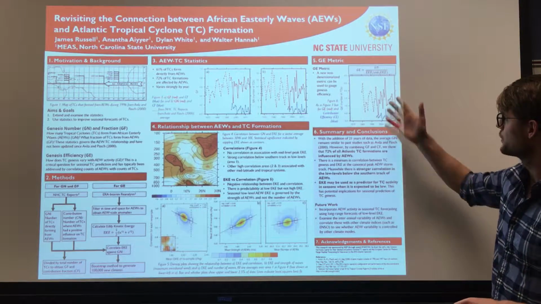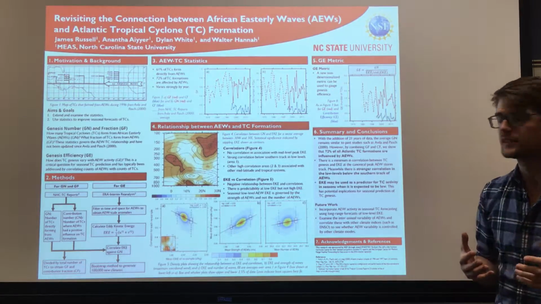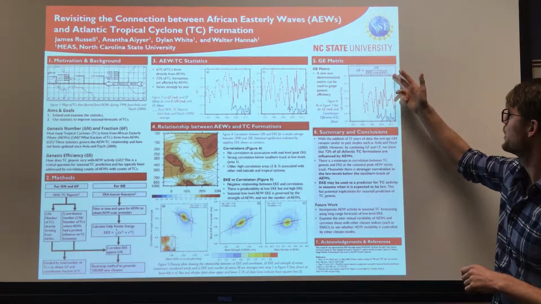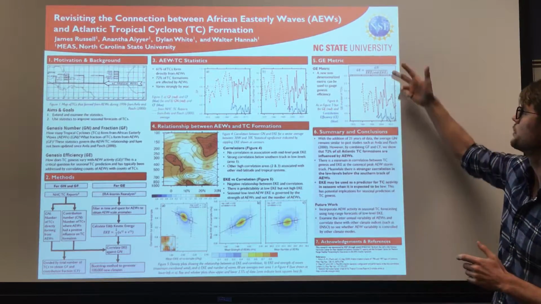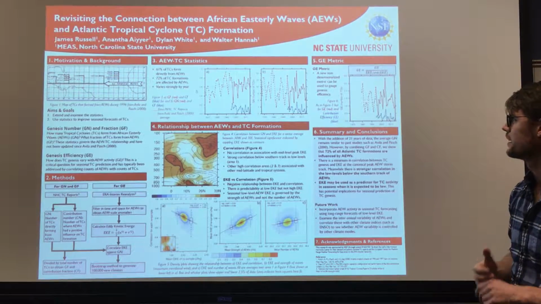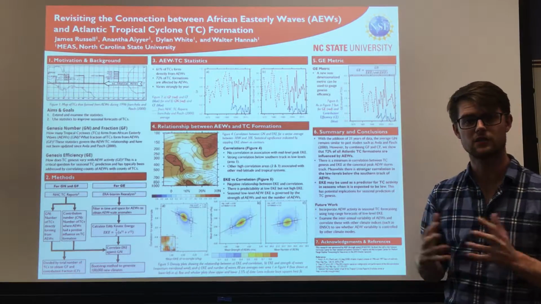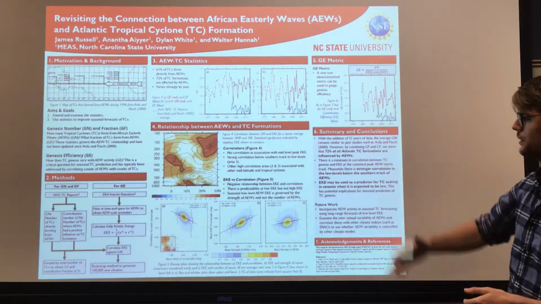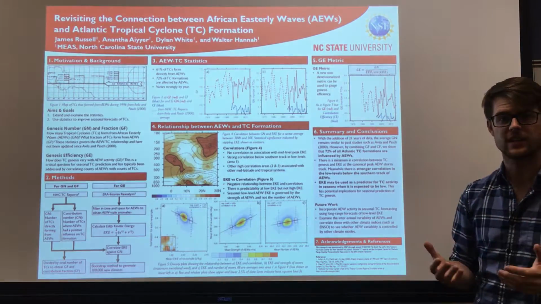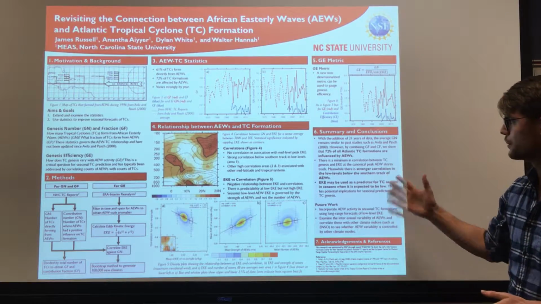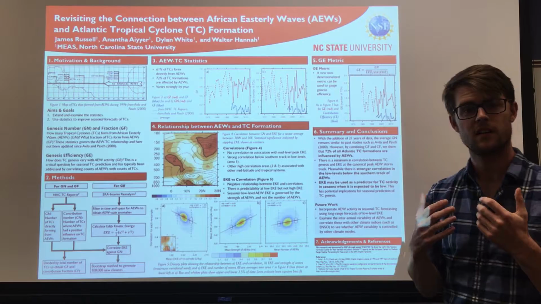And so in future we propose using the genesis efficiency metric up here. This is the genesis number divided by a normalized eddy kinetic energy. And we propose forecasting this using a long-range forecast, and then this can be used to predict tropical cyclone formation from African easterly waves. So with that, I'll leave you with my summary and conclusions, and thank you for listening.